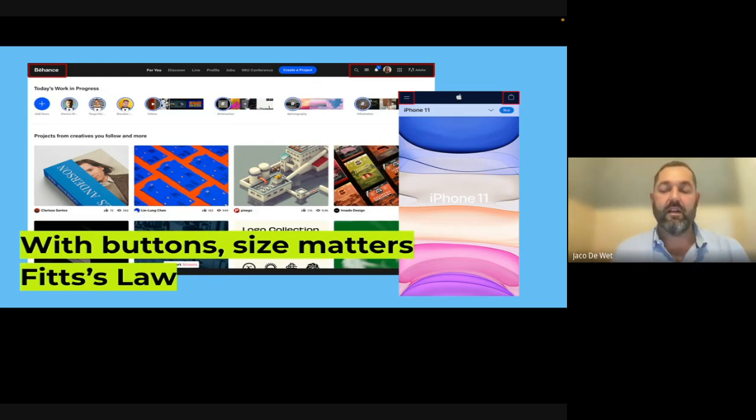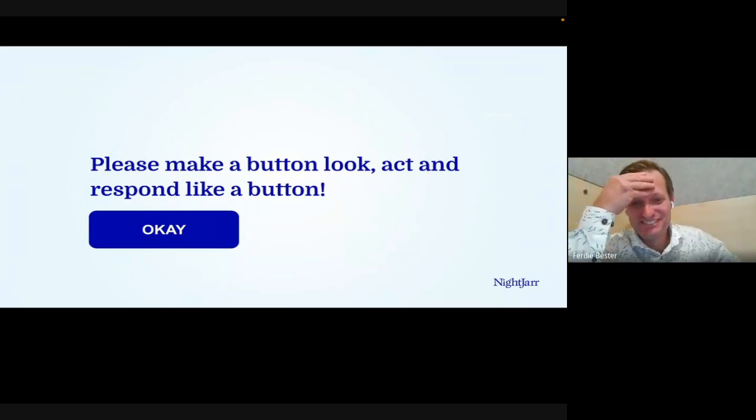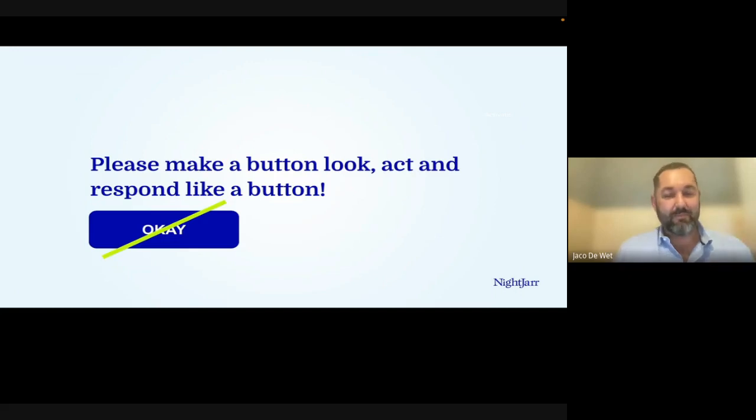Obviously, we moved into the touch era. So I guess it's just a pattern that continued, because then we actually created expectation of where buttons should live and not. And the last thing I want to touch on again is, please make a button look, act, and respond like a button. But then please also consider the copy for that button. And OK is not a good copy for that button.